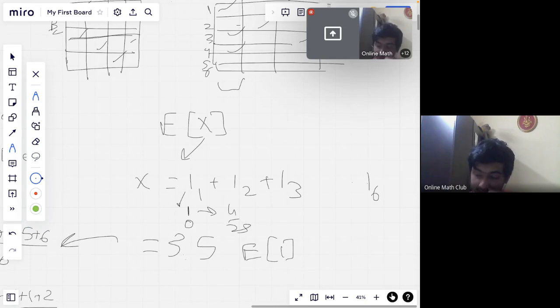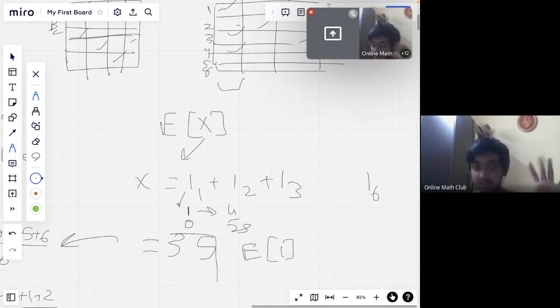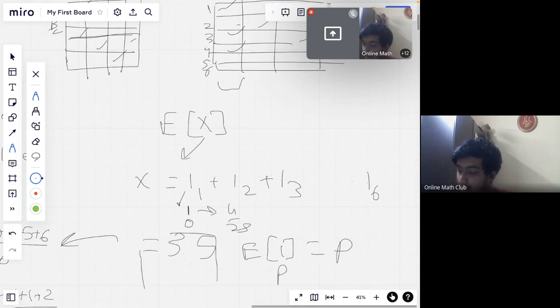In general, for an indicator variable, it's 1 if something is true and 0 if it's not. For such a variable, the expected value is just going to be the probability that it's 1. It's just going to be p times 1 plus (1 minus p) times 0. Did you all understand what I said?